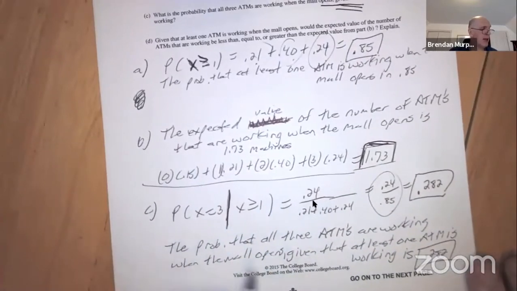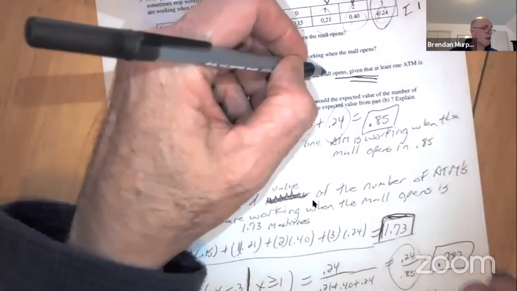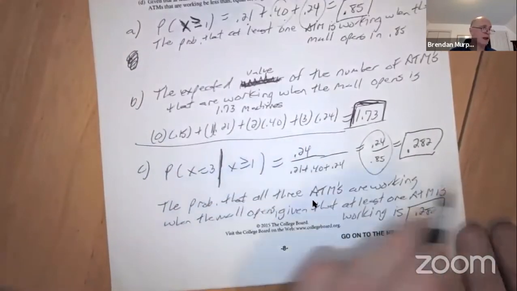And again, I wanted to have our sentence here. The probability that all 3 ATMs are working when the mall opens, given that at least one ATM is working, is 0.282. And in some ways, I'm just repeating the language in the question, but I have my context in here. I've shown the reader some math, et cetera. And I think hopefully that's a relatively strong answer that would get a lot of credit, if not full credit.